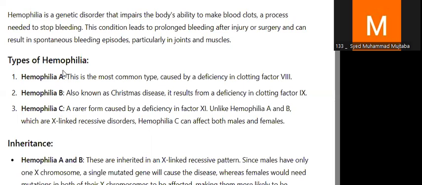Now, hemophilia A is the most common and it is caused by a deficiency in clotting factor 8. Likewise, hemophilia B is caused by a deficiency in clotting factor 9, and hemophilia C is caused by a deficiency in clotting factor 11. The unique thing about hemophilia C is that it can affect both males and females equally.